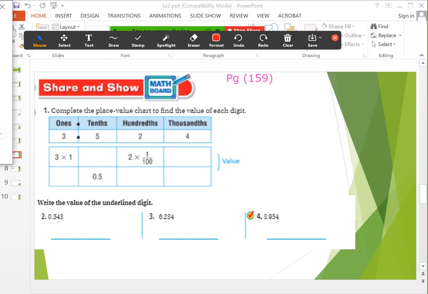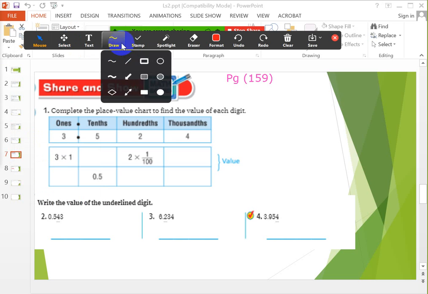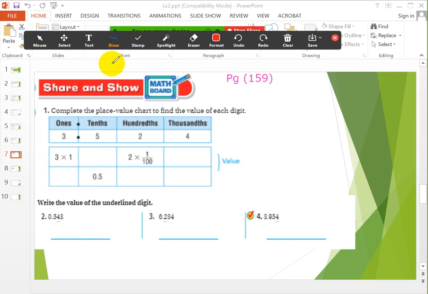So today we will continue our lesson. Yesterday we talked about the value of the decimal part and the decimal numbers, the place value of decimals. So today we will solve exercises on page 159. Please, if I solve any exercise, put a check mark next to the exercise. Let's start with exercise 1. Complete the place value chart to find the value of each digit.